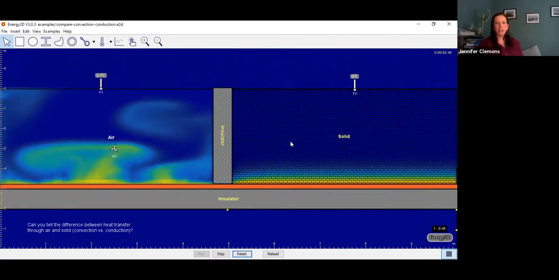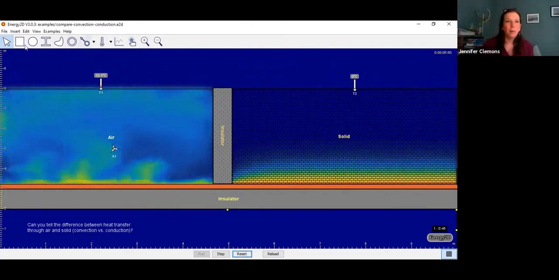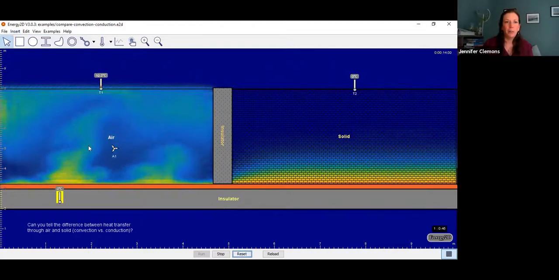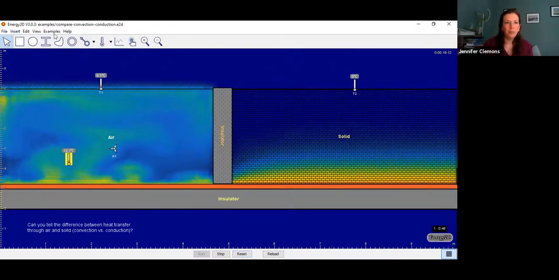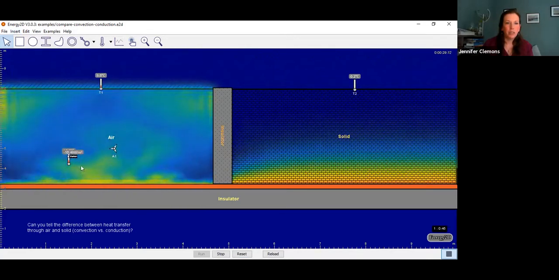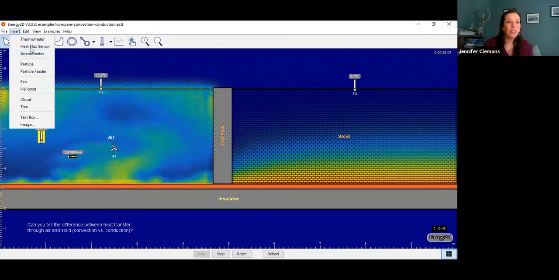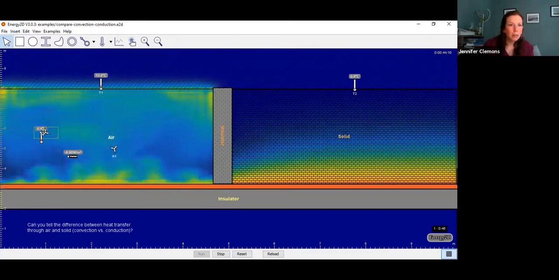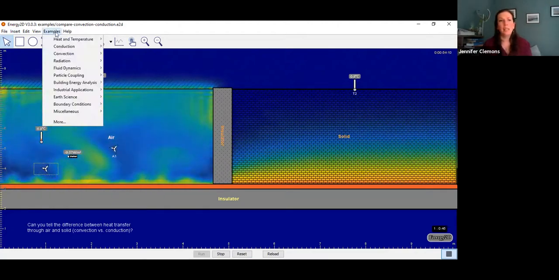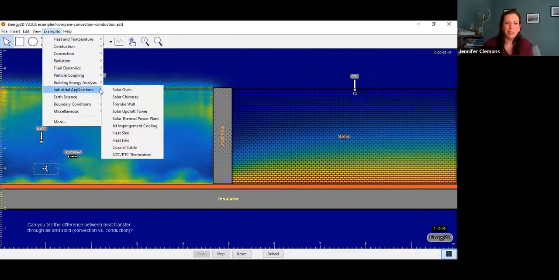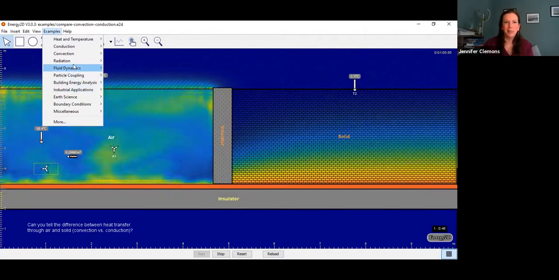All right, so you can run this, but what's nice is you can insert thermometers wherever you want them. You can insert heat flux sensors. You can insert all different things. Anemometers, yeah. But if you go to examples, they're not labeled that nicely, so you kind of have to play around with them to see what different things do.